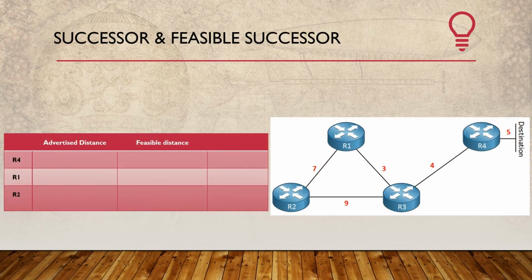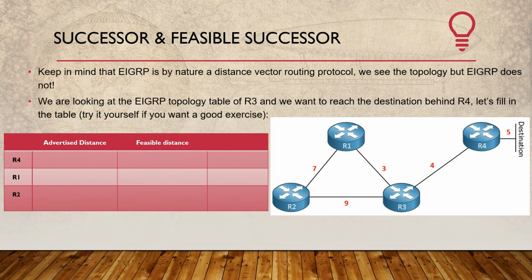Now, let's take this scenario. We see the EIGRP topology, but EIGRP does not see what the topology is, how it is connected and all. We are looking at the EIGRP topology of R3. From R3, I want to reach the destination. Let's fill this table. R3 is connected with 3 routers. All routers are running EIGRP. R3 is connected with R1, R2, R4.